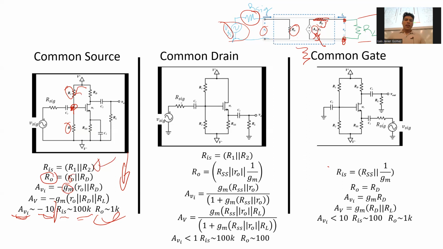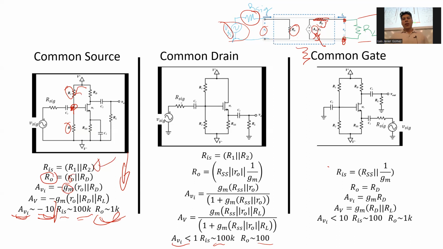Okay, so this particular amplifier has really high gain, but it also has a really high RO, so it's not ideal. The common drain, in contrast, has a very high input resistance, very low R out, but the gain is always guaranteed to be less than one. And so you don't get a lot of gain. So it's not that useful as an amplifier.